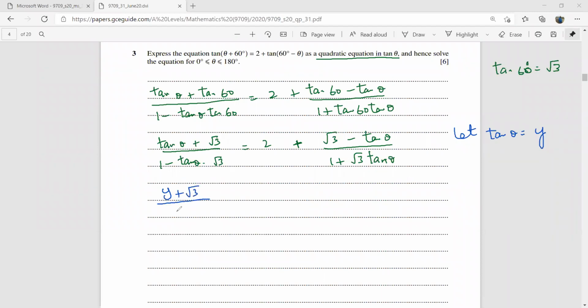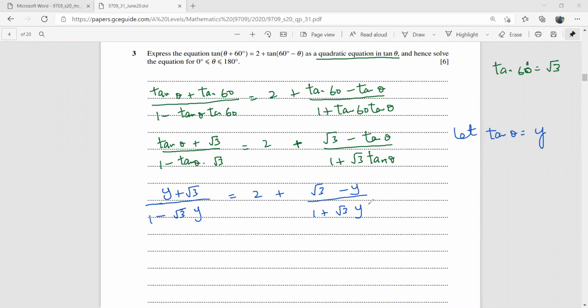This is y plus under root 3 minus 1 minus under root 3y. Don't drag this y into the square root. This is outside the square root, okay? This is 2 plus under root 3 minus y over 1 plus under root 3y. Now, guys, this is going to be your practice for algebra over here. You see that this is 1 minus under root 3y, this is 1 plus under root 3y.